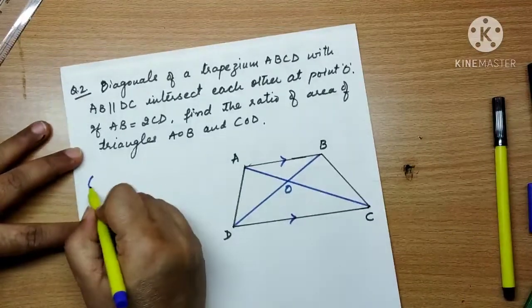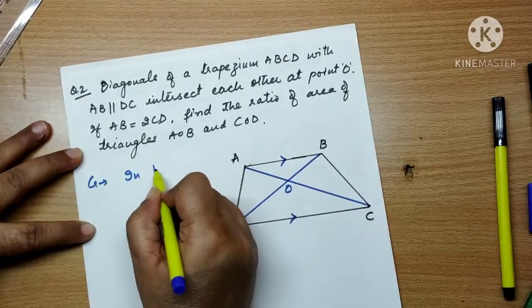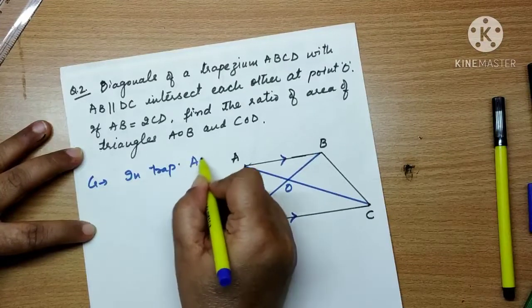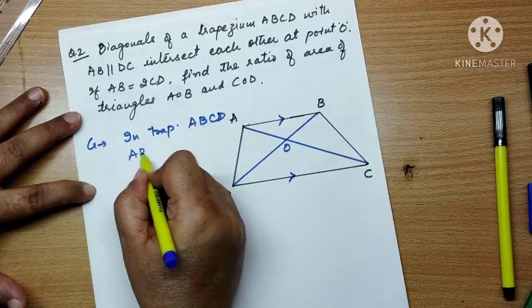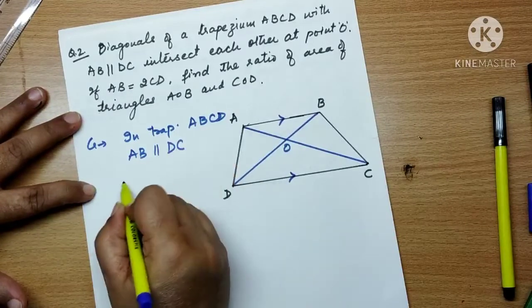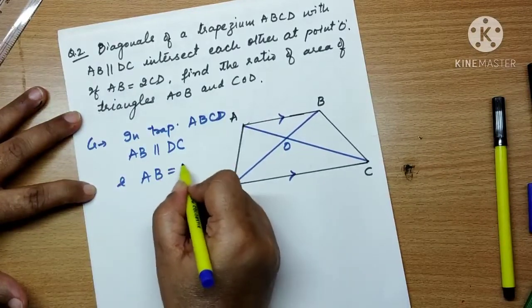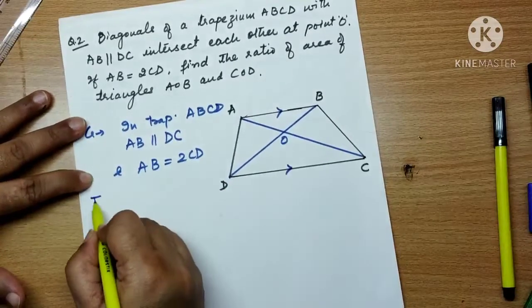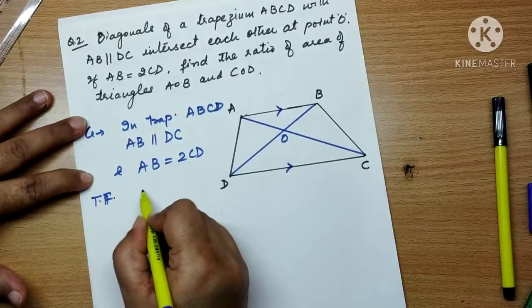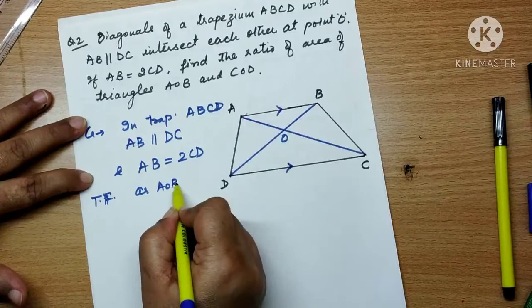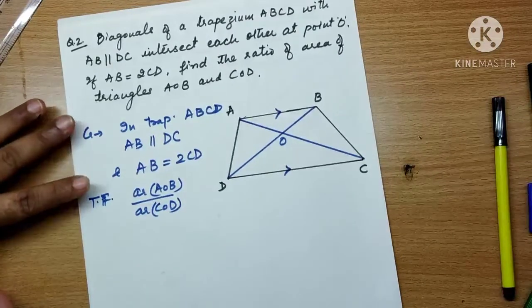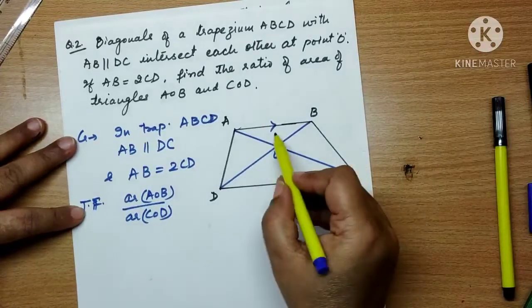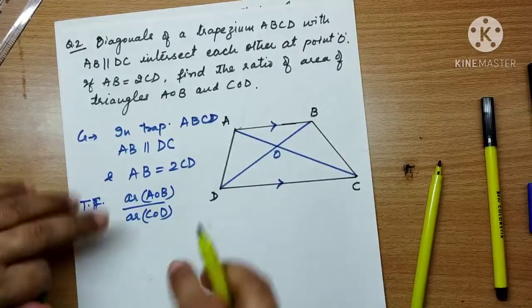Let's write first of all given. In trapezium ABCD, AB is parallel to DC and AB is twice of CD. To find: area of AOB by area of COD, the ratio. So AOB is this triangle and COD is this triangle.